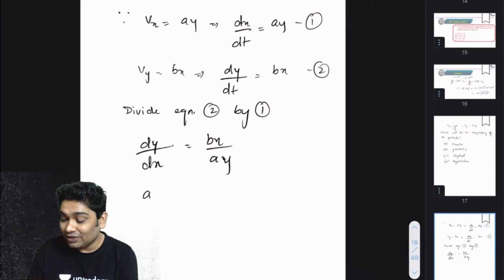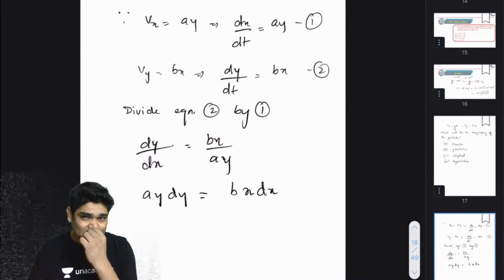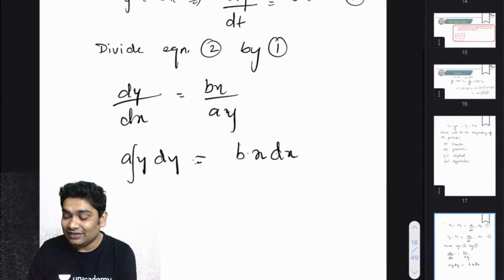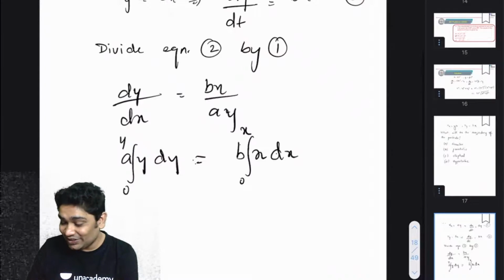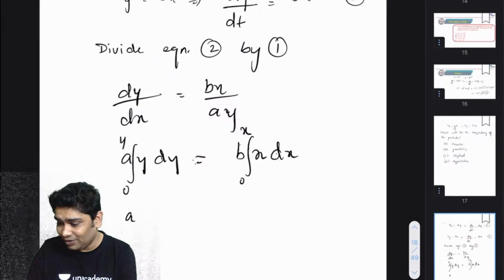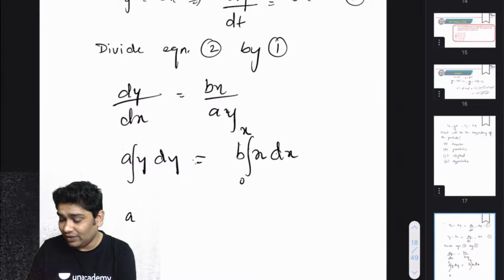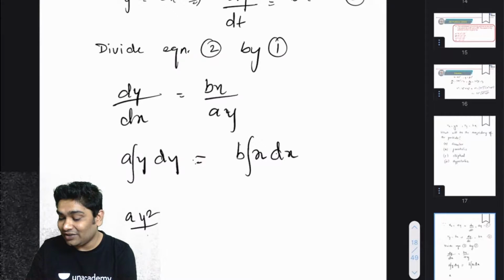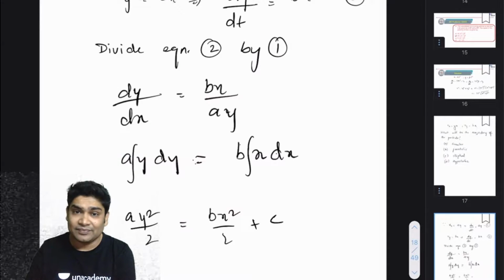Correct. So you have ay dy equals bx dx. Now I think it was also mentioned that assume that at t equals 0 it was at the origin. So if I integrate this, assuming that it starts from origin, what will I get? If I don't know that it started from origin, then also I could have added a c. So forget about whether I knew if it started from origin or not. y square by 2 equals bx square by 2 plus some c, right?